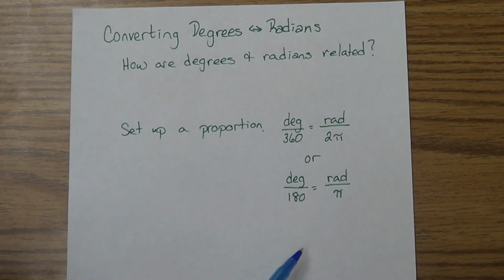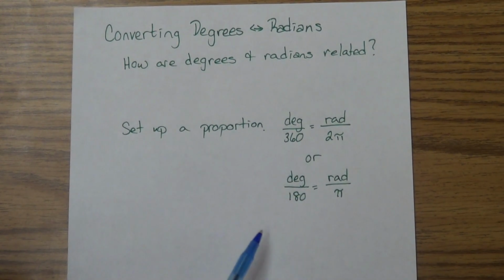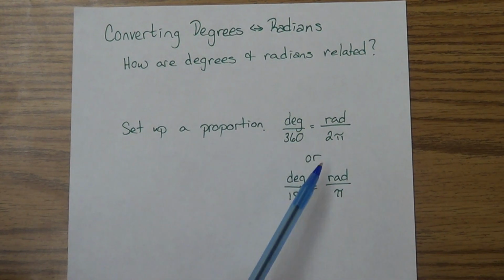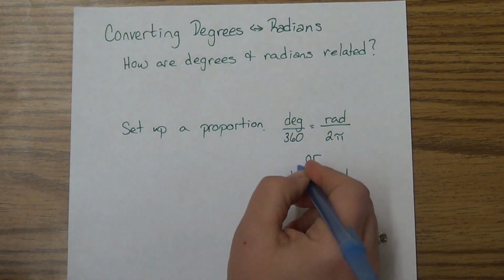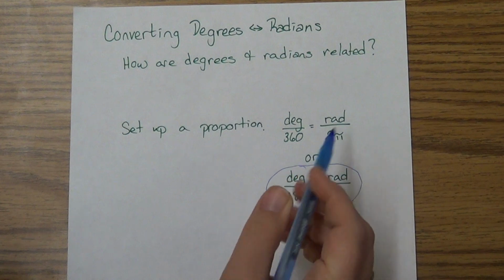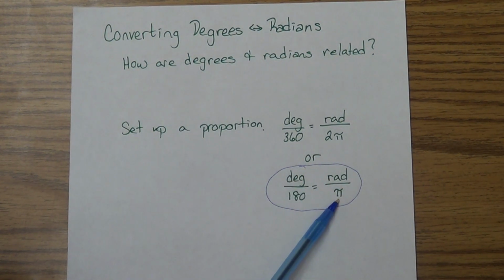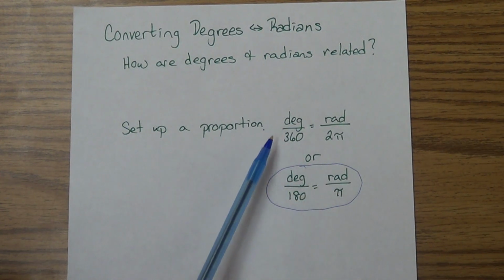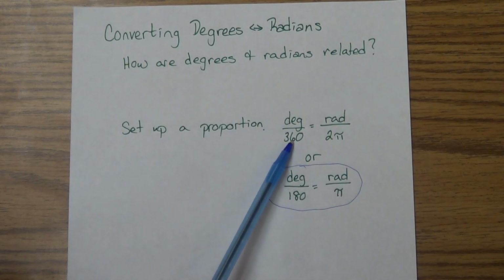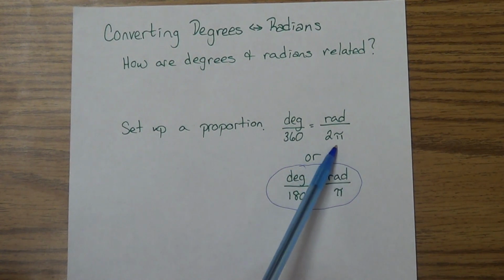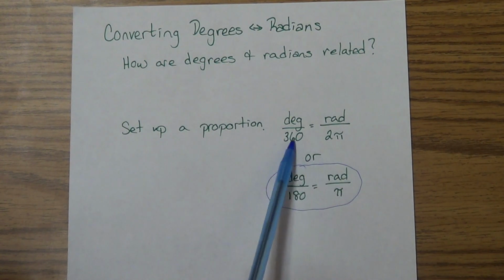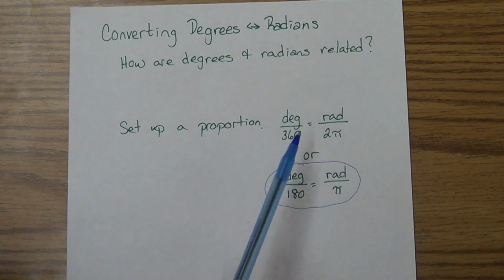The easiest way, in my opinion, is just to set up a proportion. Now, the easier way is to use this proportion: degrees over 180 equals radians over pi. But some people find that remembering this is easier because they know that a whole circle is 360 and a whole circle is 2 pi. So if that one's easier for you to remember, then that's great.